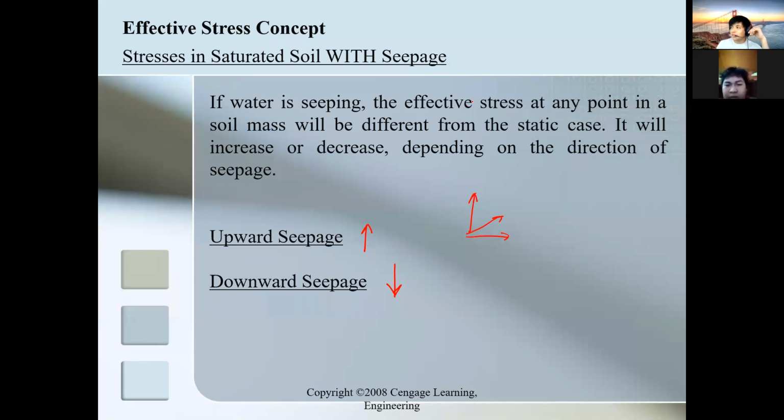The effective stress at any point in the soil mass will be different from the static case, because as we have learned from fluid mechanics, if you have head added, we increase our energy, we increase our head, we increase our velocity head. If it is the downward side, we have head loss, a decrease in the energy, the velocity head, and the energy head. This is simple to discuss, because what will be added in the equation is just the H according to the direction of our seepage. Whether it's upward seepage, then plus head, or downward seepage, then head loss.